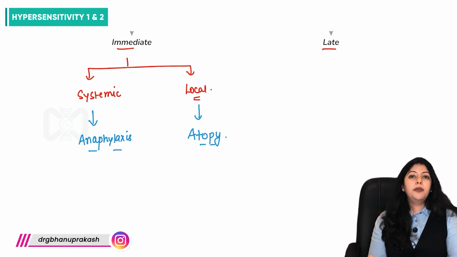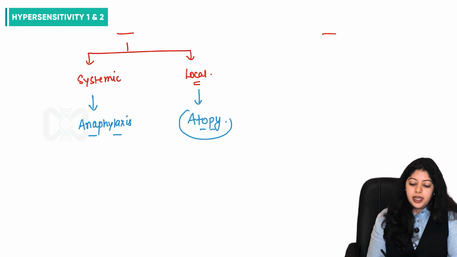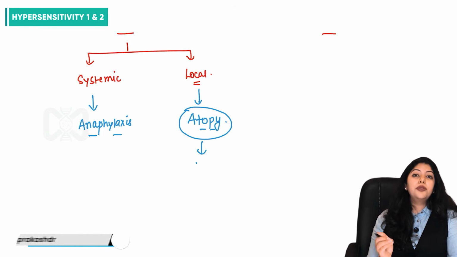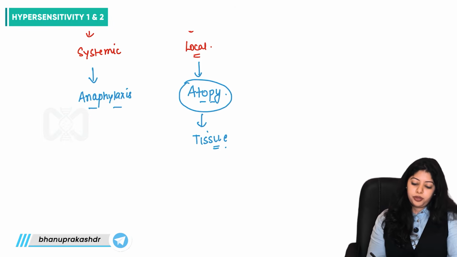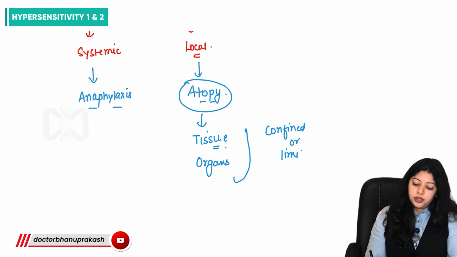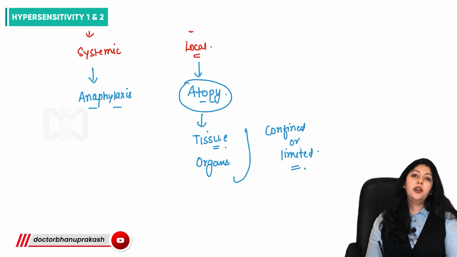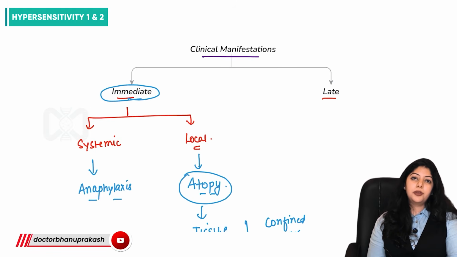Systemic is involving the whole system of the body. The reactions are going to be systemic. Whereas atopy is confined only to certain tissues or organs, whether it is skin or other important organs. Tissues and organs, they are confined or limited to certain tissues and organs. So these are the immediate type of manifestations.